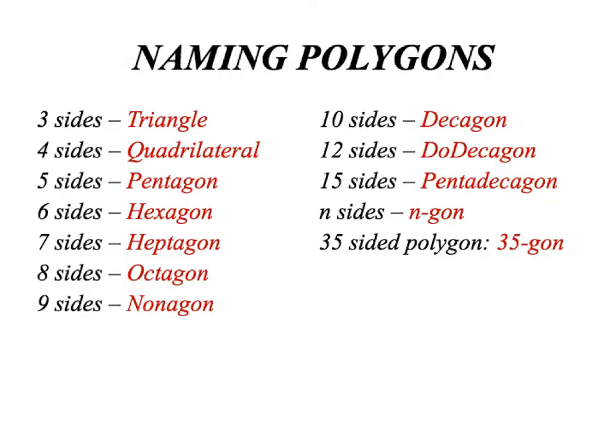So the names that we give to polygons, if you don't know these off the top of your head, I would pause this and write this all down. However, in class, if I say I have a heptagon, and you know that that has 7 sides right off the top of your head, I would not write that down. But if you need a reference to look back at, I would write this down.